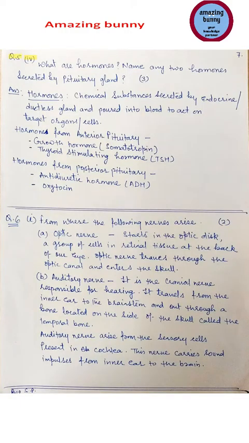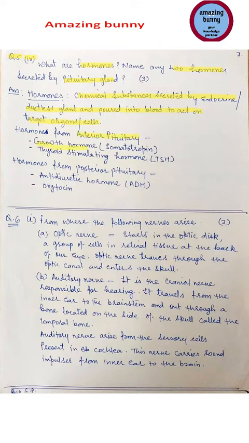Part 4 of question number 5, what are hormones? And name any two hormones secreted by pituitary gland. Chemical substances secreted by endocrine or ductless glands and poured into blood to act on target organs or cells are known as hormones. And hormones released from pituitary gland, here are the examples of hormones released from anterior pituitary.